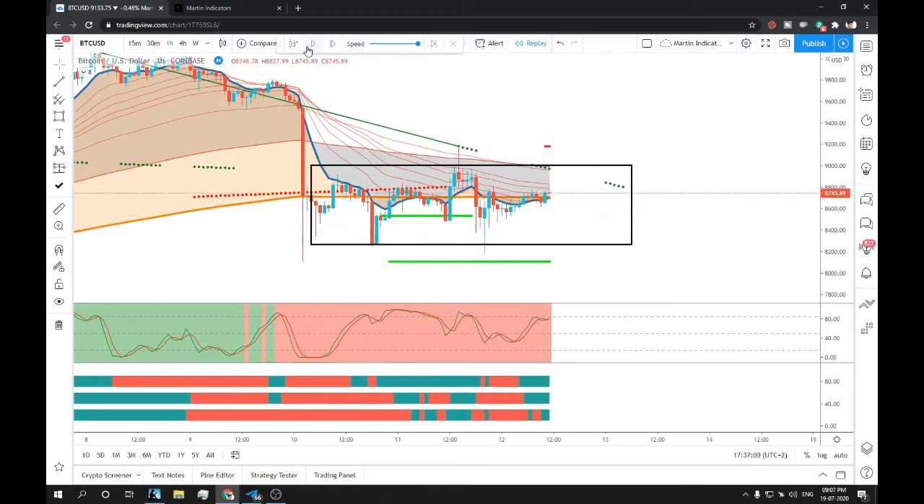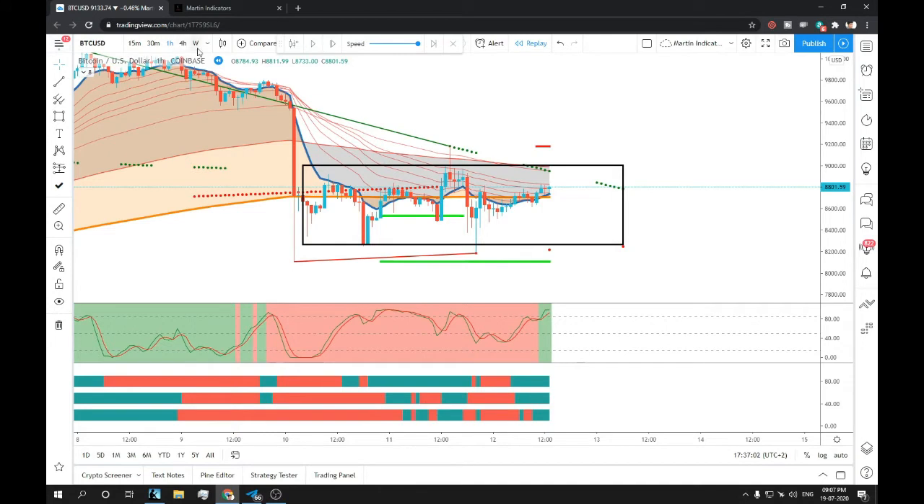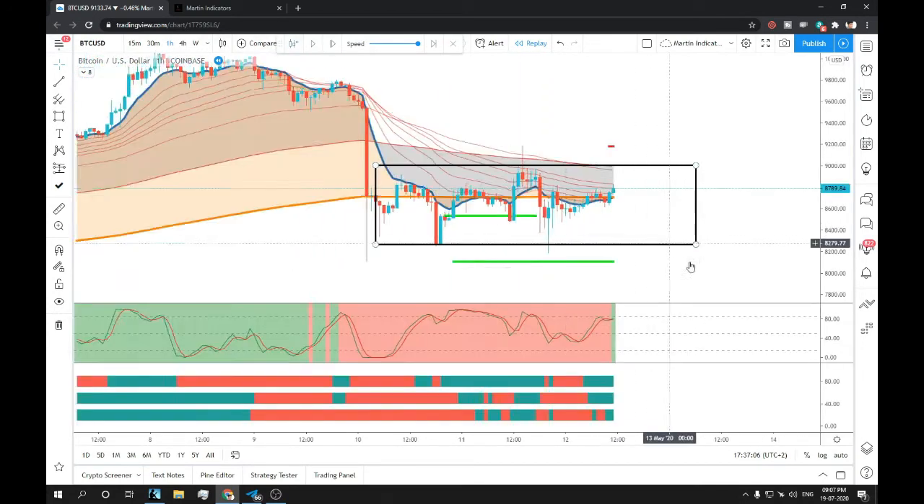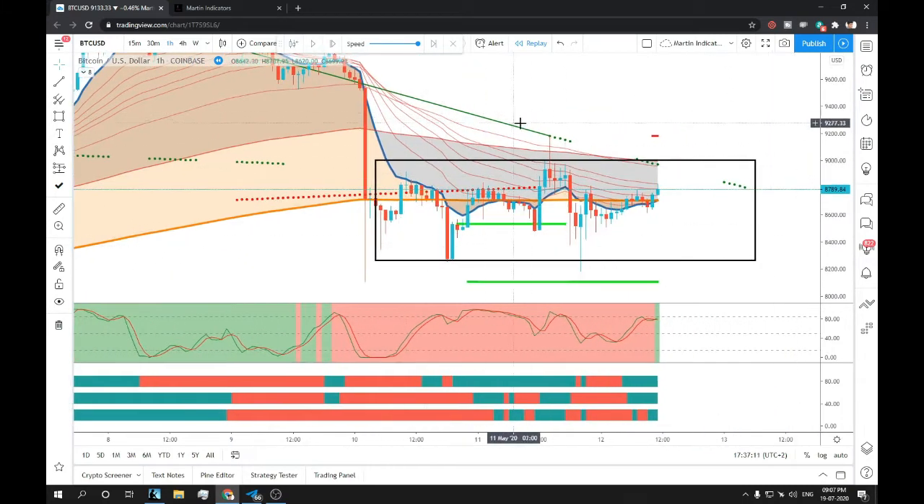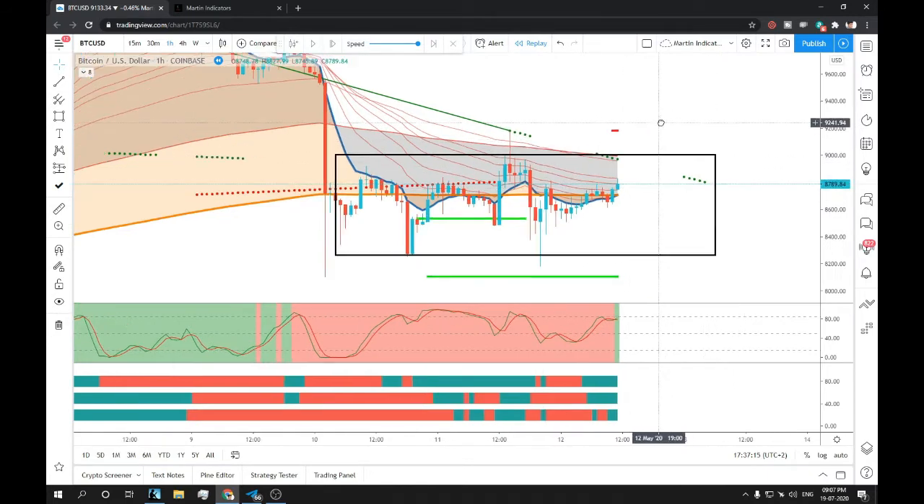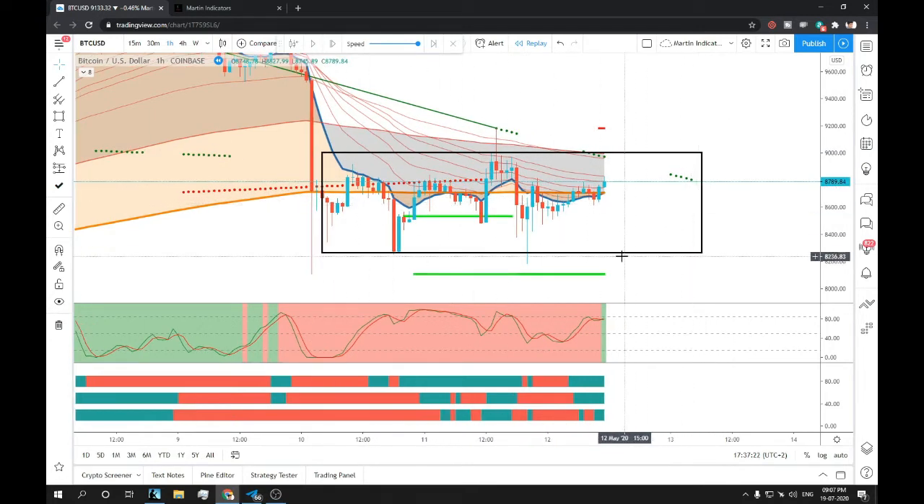So let's wait for the next. Okay, now we have a long signal. Let's see, will we take that trade? So we have a long, and we also have a resistance trend line. You can see here this resistance trend line which is forming, and we are still in a consolidation zone, and we are still in a sideways move. So we will not take this long, so we'll ignore this long.